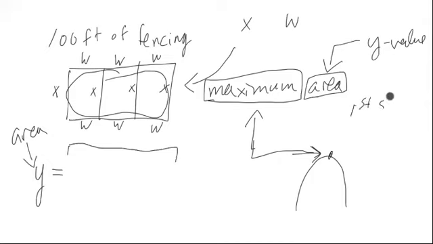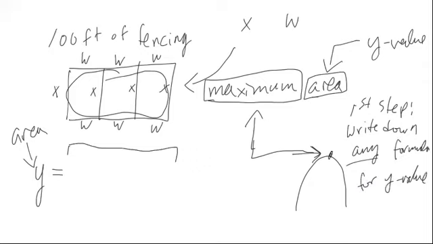So remember, the first step is to just write down any formula for the y value, doesn't matter how many variables you're using. And you could say the zeroth step was to actually realize that the y value was area, as in to figure out what the y value represents. And we got that right from the word maximum. If we were in a situation where we had minimum, then we'd get it from the word minimum. Okay, so we have area, so y equals, and then we figure out a formula for it.